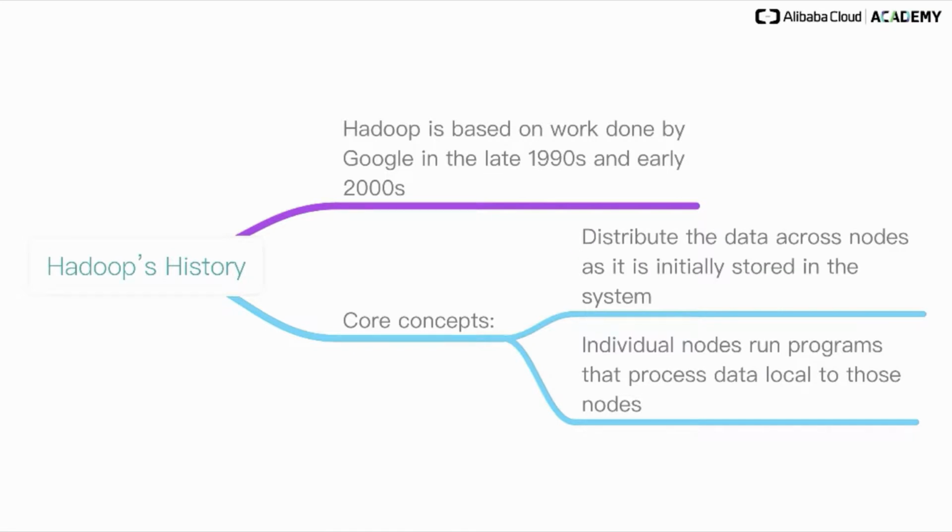It will distribute the data across nodes as it is initially stored in the system. And then individual nodes will run programs that process the local data. This minimizes data transfer over the network. In the next few slides, we will discuss some of Hadoop's core design concepts.